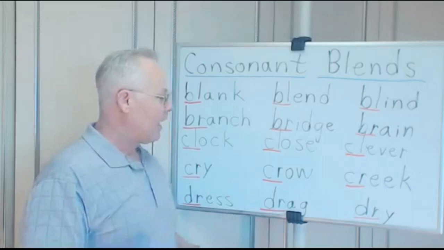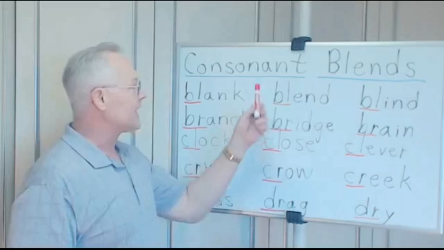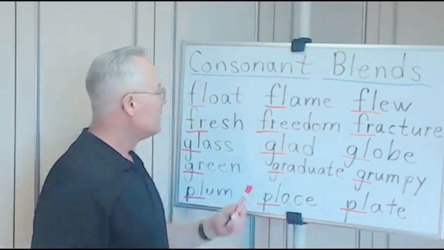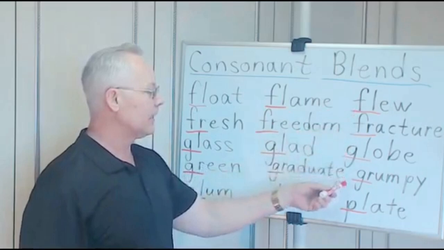All right. Five. We have 15 more to go for the consonant blends. Remember, there are two consonants that come together, blending their sounds together, not making a new sound. All right? Consonant blends. We're continuing on with more words that we can use consonant blends in. Here we go.